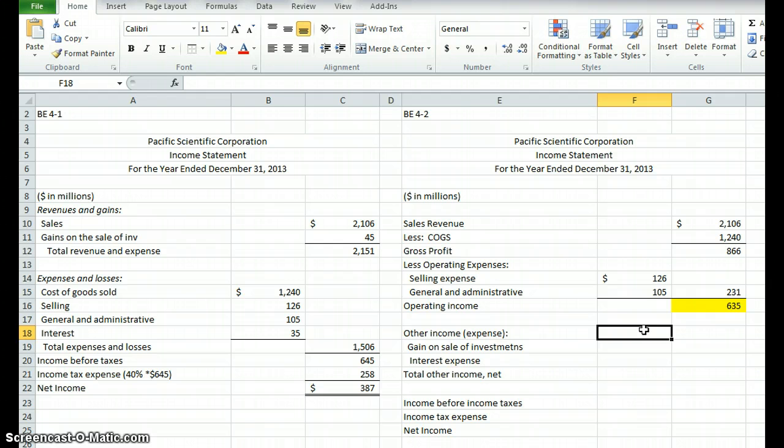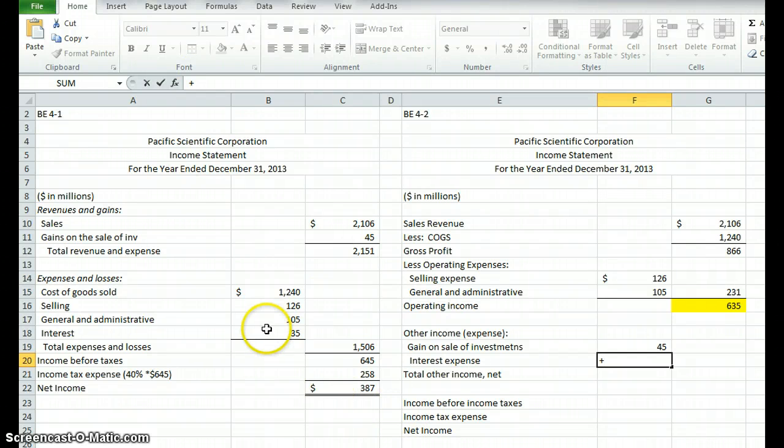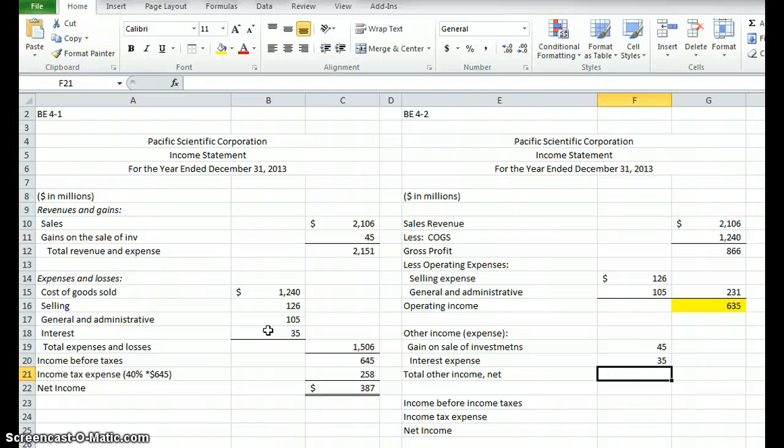The second one says, get me the gain on the sale and interest expense and record those as my non-operating income. Well, I'm going to go ahead and do that, but I'm going to do it in the income statement format. So the gain on the sale was $45,000, and my interest expense was $35,000. So my total other income net is going to be a summation of these two.